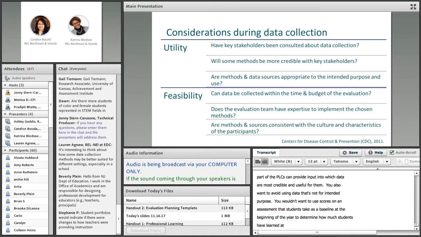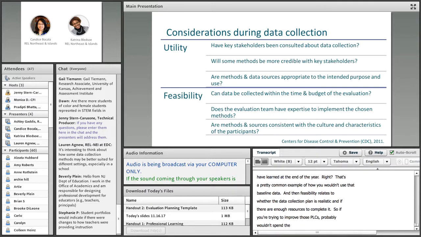And then feasibility relates to whether the data collection plan is realistic and if there are enough resources to complete it. So if you're trying to improve those PLCs, you probably wouldn't spend the time doing an in-depth observation of every single PLC meeting, but instead you might select a sample, right? Observing all PLC meetings is not feasible.